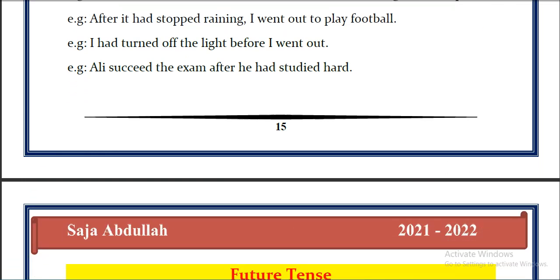That's all about the present. In this video, we explained present perfect, past continuous, and also past perfect. Okay, and we explained each one in detail.